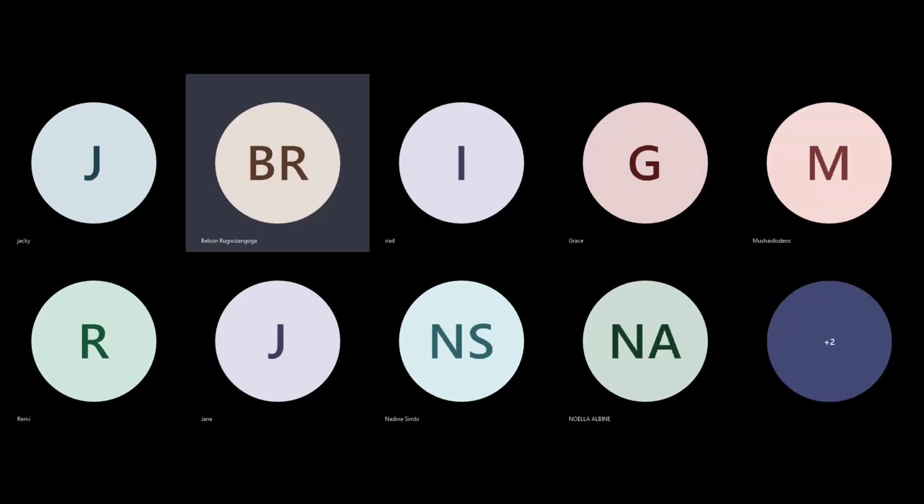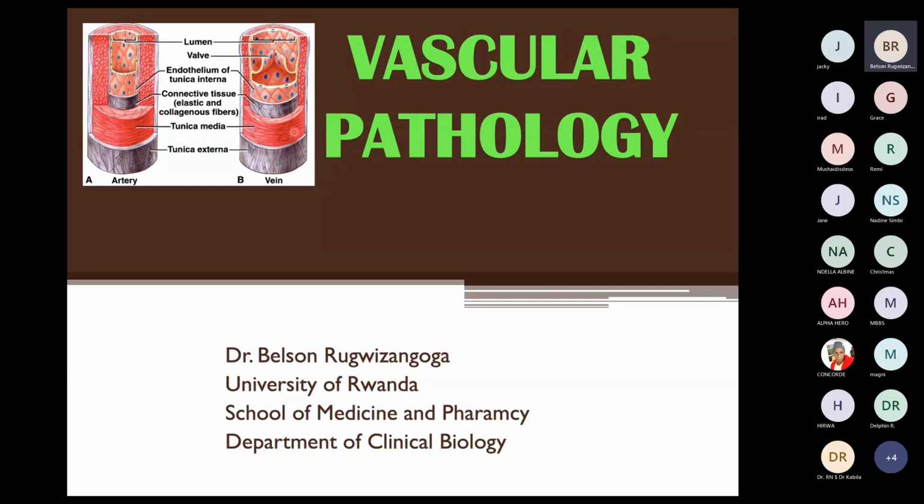They are supposed to be almost of the same size. So you will see that the thickness of the wall will be larger in the artery than in the vein. So no kuri histology tubibona. Other differences is that in the vein we have valves, especially veins zo kuva wenda hasi y'umutwe gusubiza ku birenge.